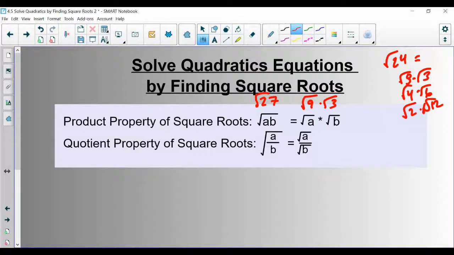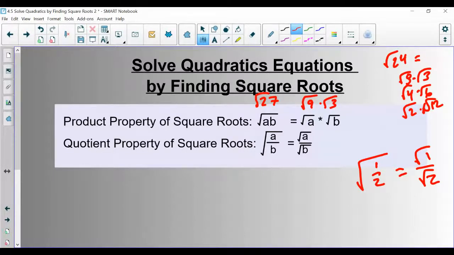This one here, the quotient property, just says if you have the square root of a fraction, that's the same as the square root of the numerator over the square root of the denominator. So one of my rules, rule number 3, said I'm not allowed to have any fractions underneath my square root sign. This is the way we're going to fix that. We're just going to take the root of the numerator and then the root of the denominator.